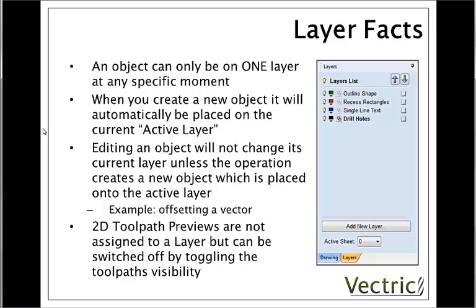2D toolpath previews, although they're visible in the 2D view, are not assigned to a layer. They're a special type of data and they're only associated with the toolpath, so you can switch their visibility on and off by toggling the toolpath's visibility.